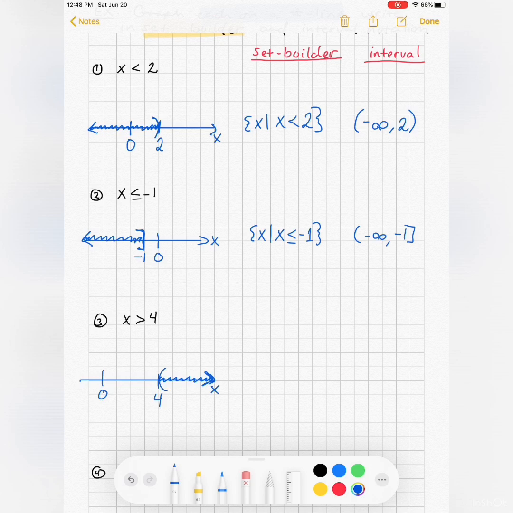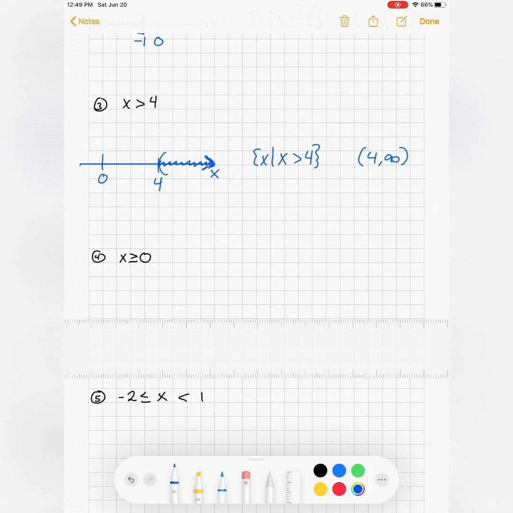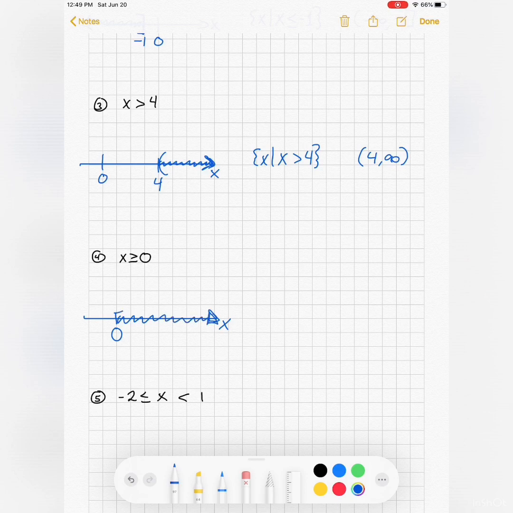Okay, so x is greater than 4. Parentheses, because the 4 is not included. So I'd say the set of all the x's where x is greater than 4. Or I'd say 4 to infinity. Next, x is greater than or equal to 0. Bracket, because 0 is included. Set builder: the set of all the x's where x is greater than or equal to 0. Interval notation starts at 0, goes to infinity.